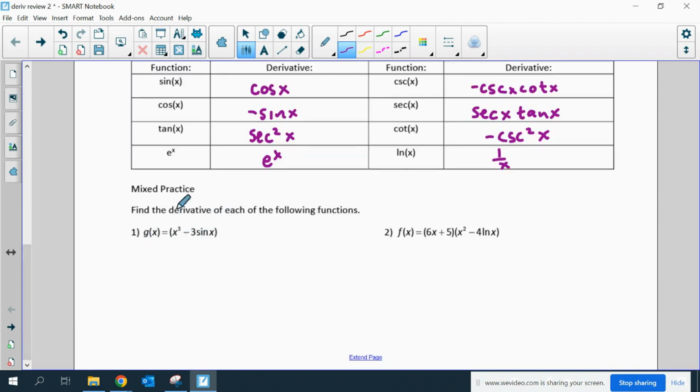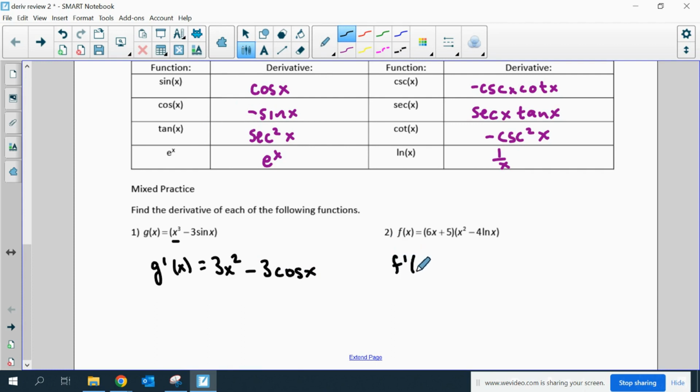So we're going to do some mixed practice. First one, if I take the derivative of x cubed, it is 3x squared. The derivative of 3 sine x would be 3 cosine x. Nothing really other than just something memorized and a power rule in that one.